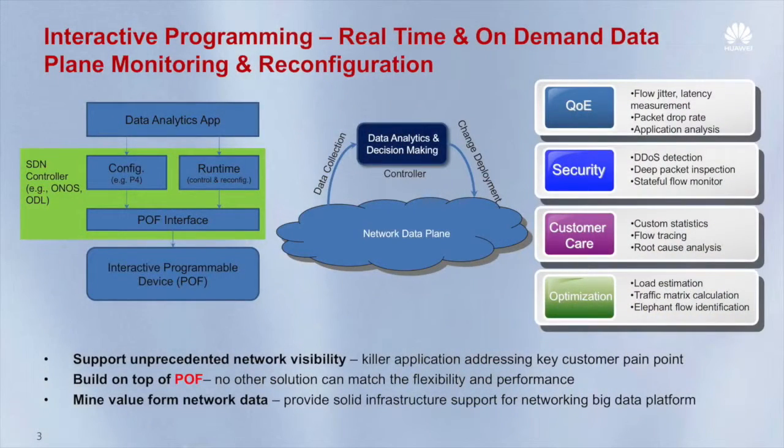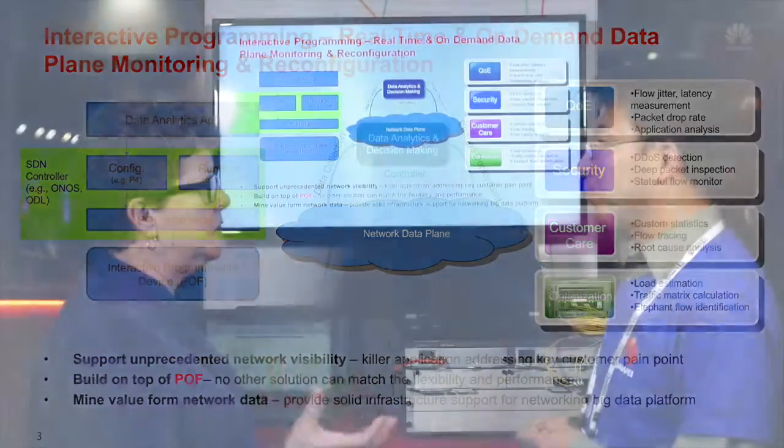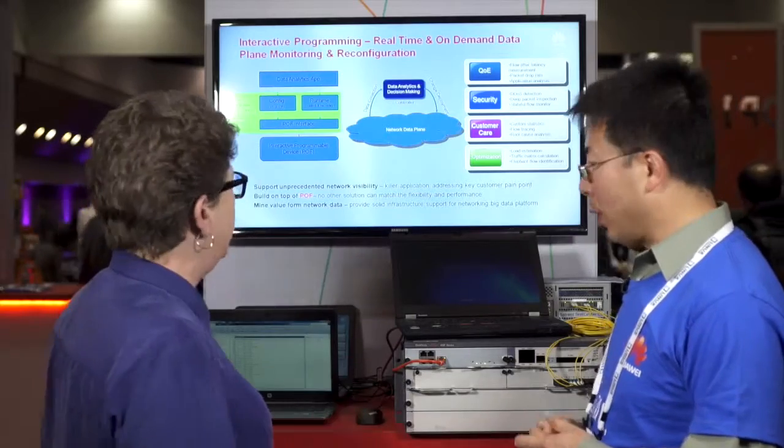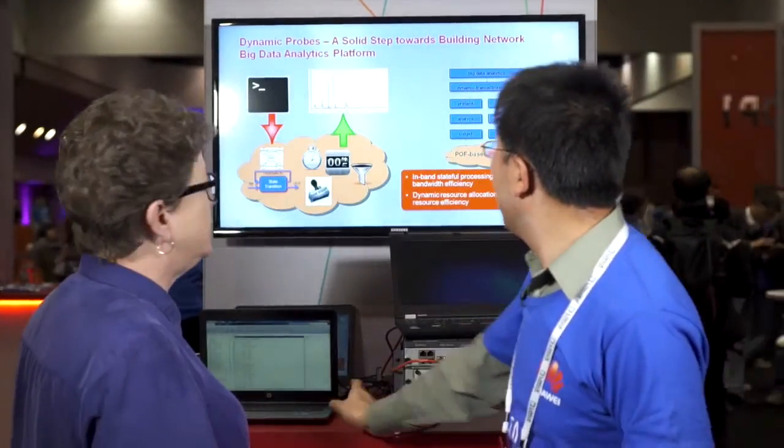Also, once we provide this dynamic probe mechanism, we can run different customer applications to support quality of experience, security, customer care, and other optimization applications. So you're really tailoring that network information to the specific application, and you can do it for whatever application comes along. That's interesting. That's what you mean by the next generation of SDN. Yes. That makes a lot of sense.